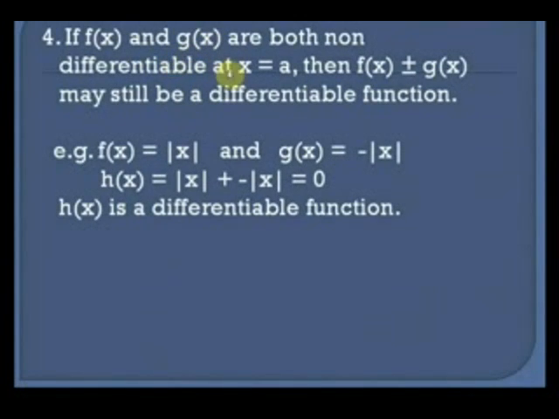f(x) is equal to modulus of x and g(x) is equal to minus of modulus of x. These two functions are non-differentiable, but their sum, that is h(x) equal to modulus of x plus minus modulus of x, is equal to 0, and this is a differentiable function because f(x) equal to 0 is a constant function and a constant function is a differentiable function. If we have two non-differentiable functions, it is still possible that their sum or their difference is a differentiable function.